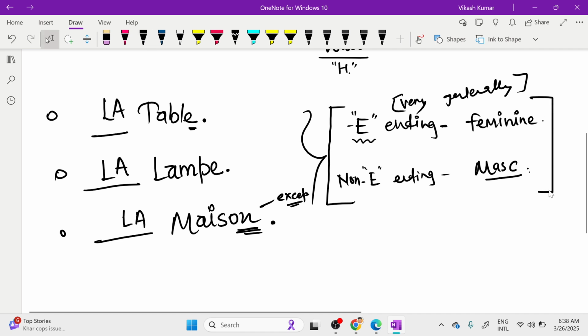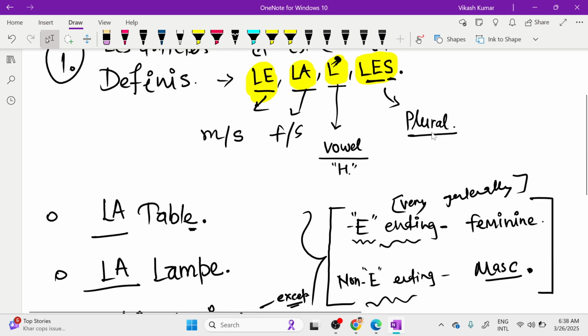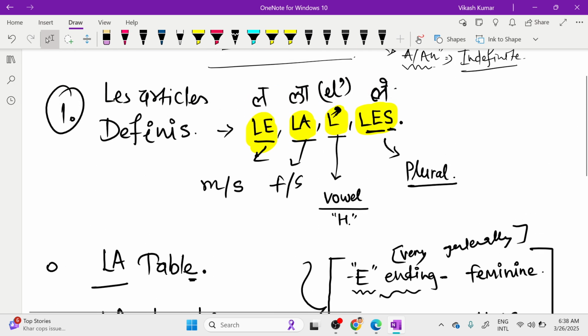This will help you as a beginner. It will provide you a lot of cushioning, because you don't know even the words, right? You don't know the meanings also. So how would you be able to know these nouns? So I'll be teaching the noun lesson and we'll be talking about that. So are we clear with the definite articles?